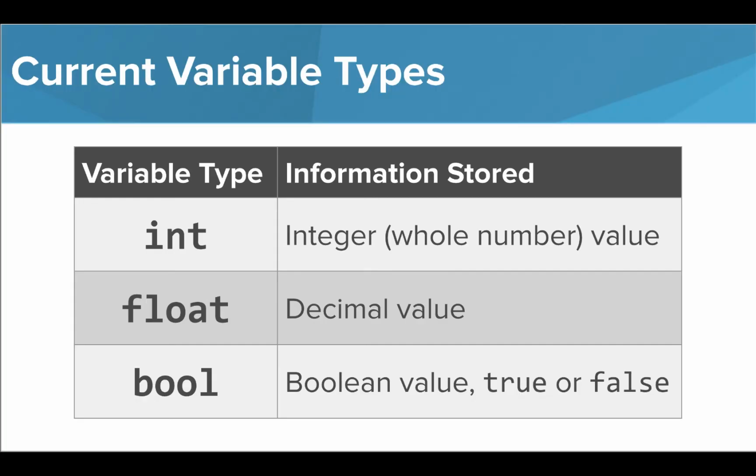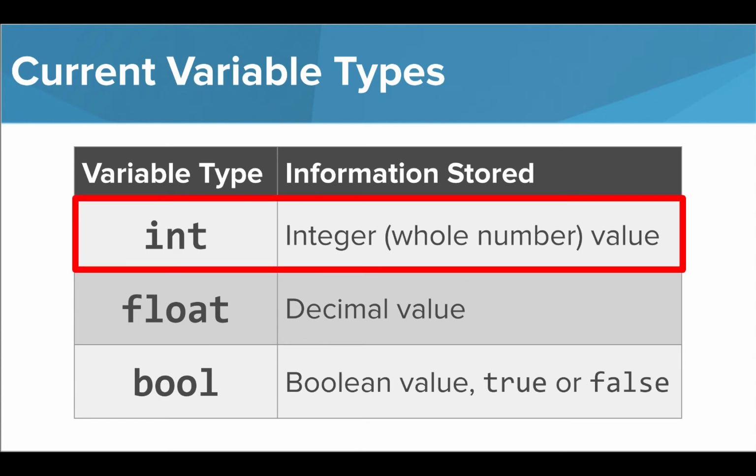We have learned about and used three variable types in our programs so far: int, which holds an integer value, float, which holds a decimal value, and bool, which holds a Boolean value, true or false. At this point, the most common variable type we have used is int, because many of our programs require us to keep track of whole values. But there is one issue we can run into when using ints.